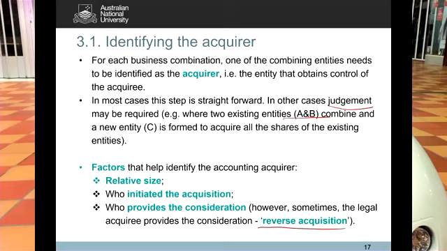So it may not be the one who provides the consideration who becomes the acquirer. All right. So anyway, I will not ask you to make such judgment, but you should understand identifying the acquirer is not necessarily very obvious. Okay, it may depend on a lot of other factors too. All right.